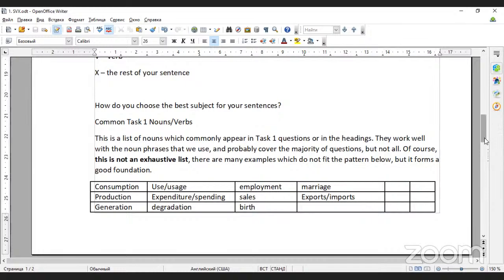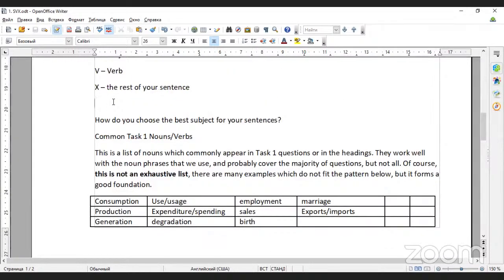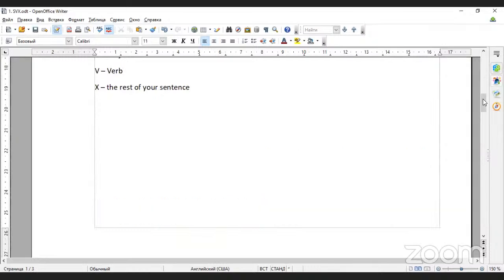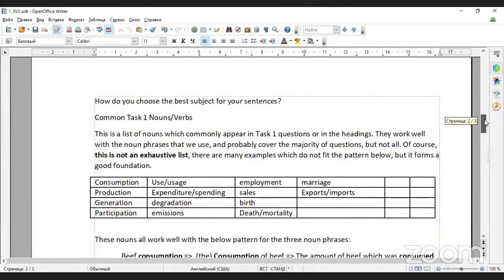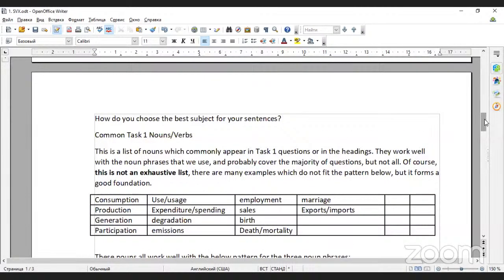And here you can see a list of words. They cover, maybe not all tasks, but approximately 90% of all the tasks, especially in dynamic data when there are line graphs. So these words are consumption, production, generation, participation, use or usage, expenditure, spending, degradation, emissions, employment, sales, birth, death, mortality, marriage, exports, imports. So very often, if there's academic writing task 1, then you will get one of these words in your task.